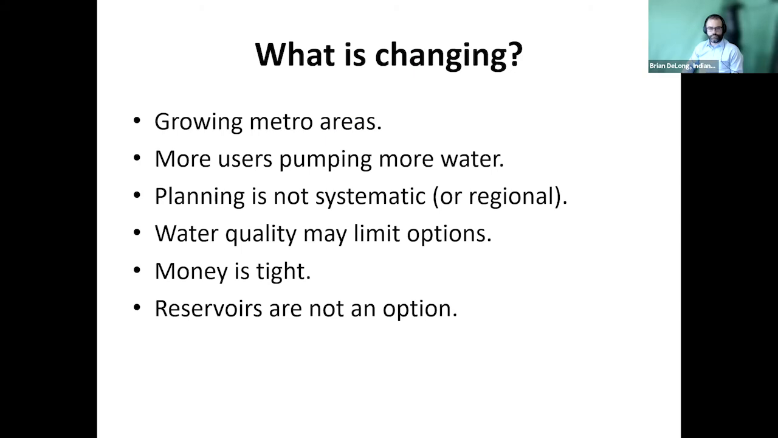So the question really is, what's changing? Why is this important now? The problem that we're facing now is growing metro areas. Demographics are really not what they were 20 or 30 years ago. More people are being added to cities than are being added to rural communities. And that concentration has consequences for water supply and discharge of water. So we have more users in central locations pumping more water.